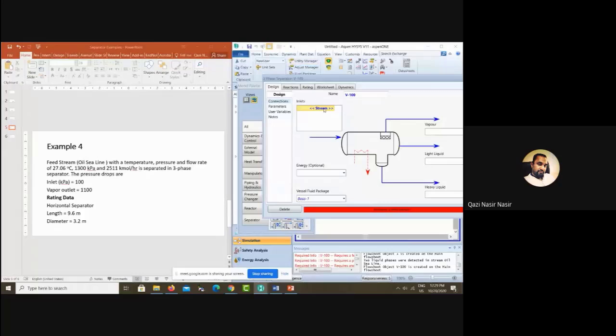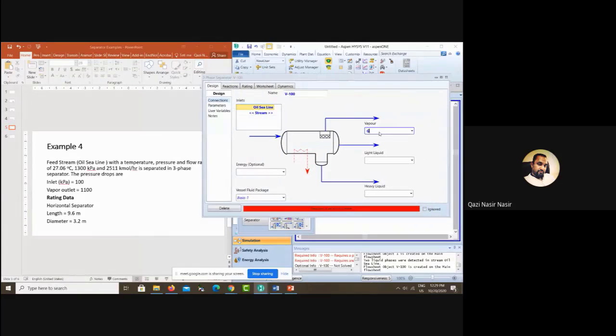Okay, so the inlet stream will be your oil sea line, and your vapor stream will be your gas stream. This is your oil, and the last one is your water stream. Okay? So that is the only thing required.